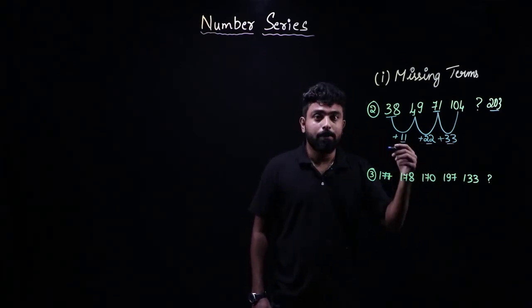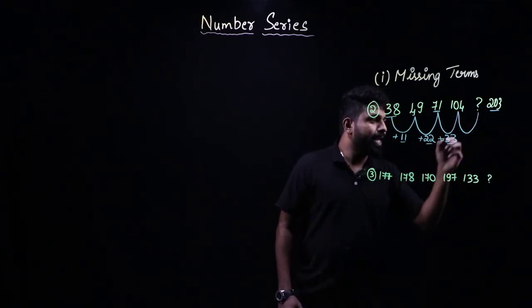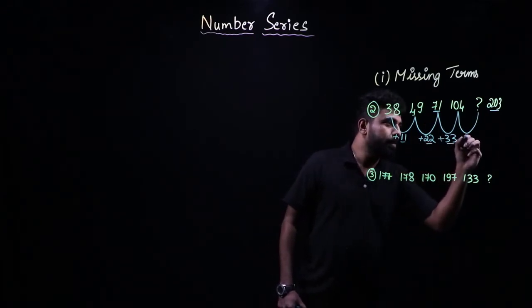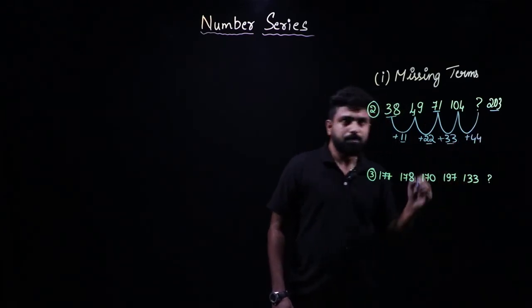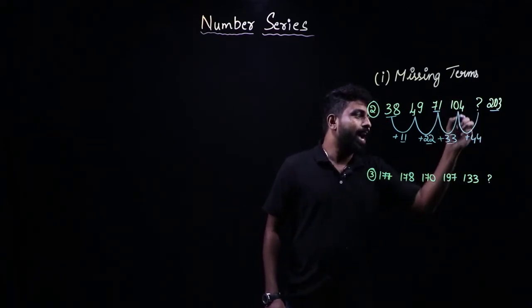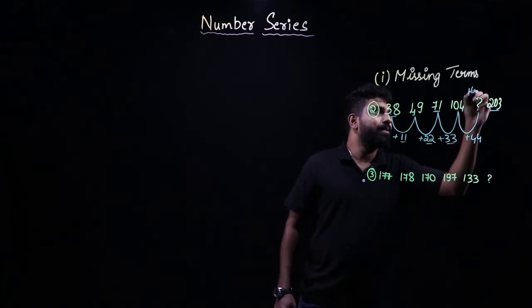They are the multiples of 11. Yes, they are the multiples of 11. So what would be my next difference here? Based on this logic, my next difference must be plus 44. So I need to add 44 to 104. What if I add 44 to 104? What do I get? I get 148.